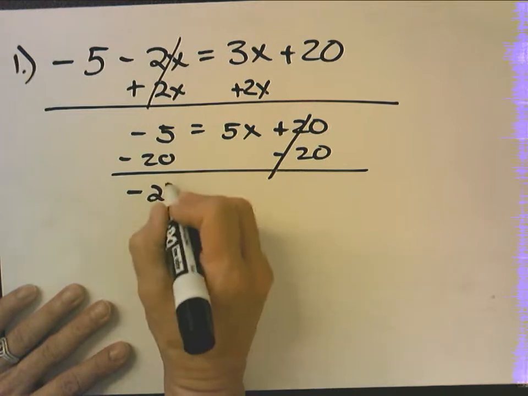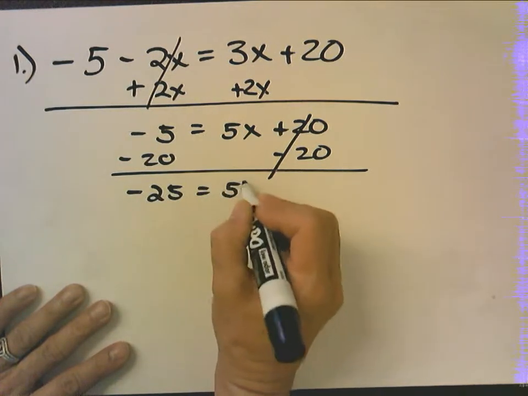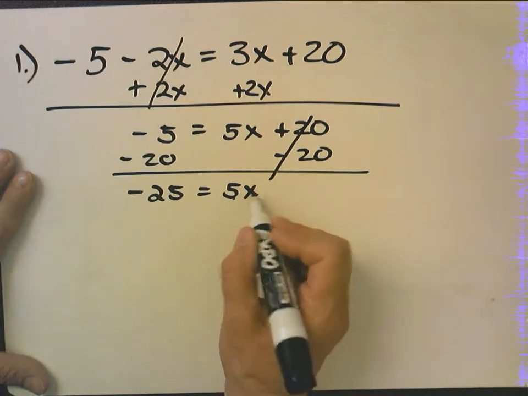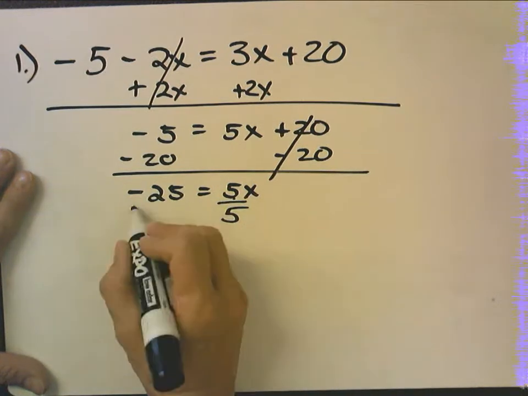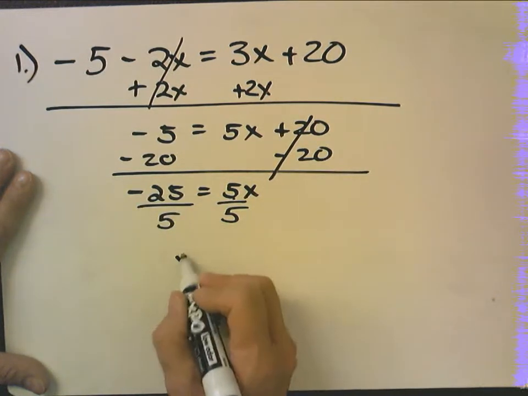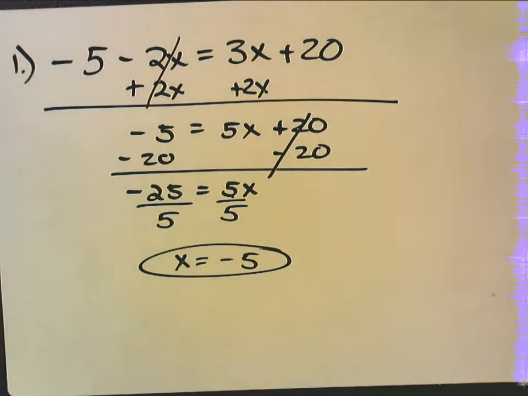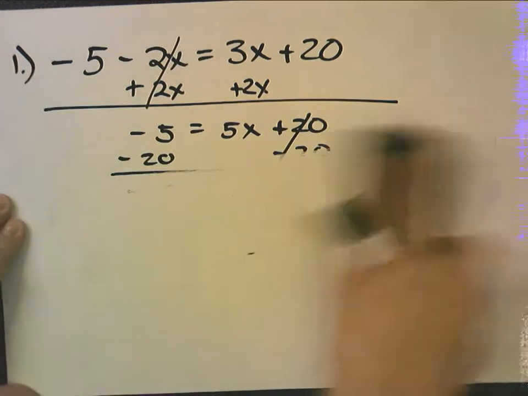So I have -25 equals 5x. Now I have to divide by 5 because 5 is multiplying the x. So to isolate that, I get x equals -5. Now, number 2.